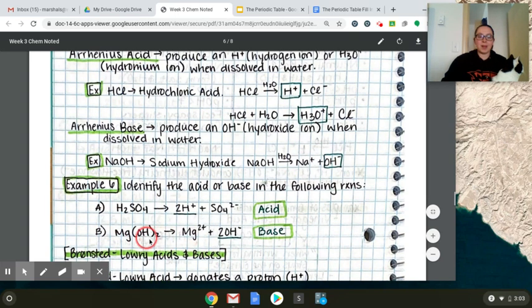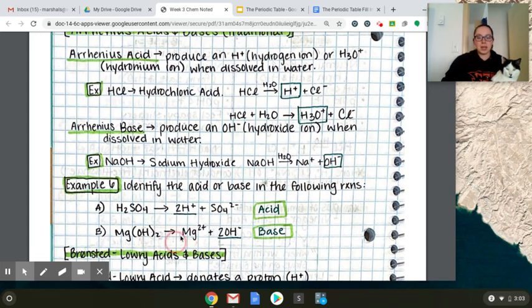B, we have magnesium hydroxide. Magnesium hydroxide, when it breaks into its two ions, has magnesium and hydroxide. Because it has that hydroxide right there, that's our definition of an Arrhenius base. So there's one key that you can use to determine if something is an acid or a base, but this is a traditional model and it doesn't actually encompass all acids and bases.